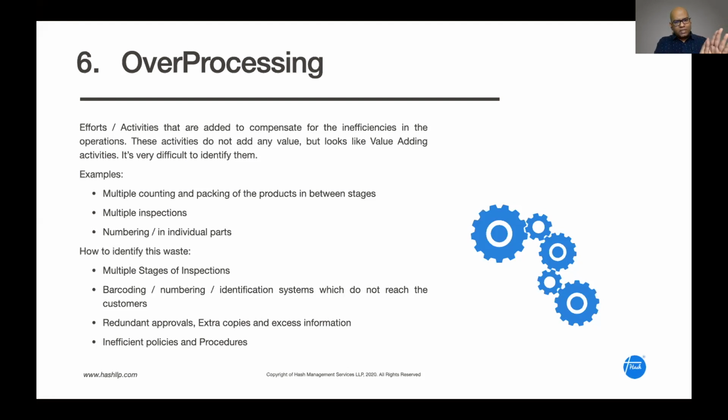But if my process does not produce any bad pieces, if it produces only good pieces, after some time I don't have to do any inspection, no? Because there are no defects coming out from the process. There is no need for inspection. Are you clear? So that is one level of over processing.